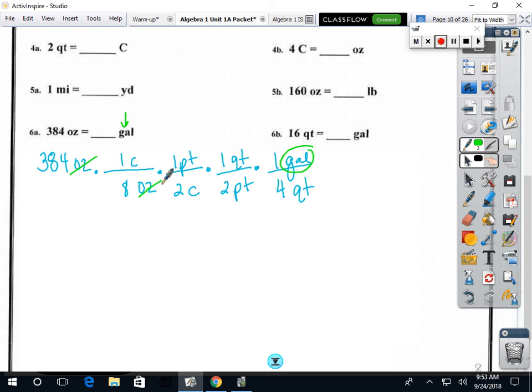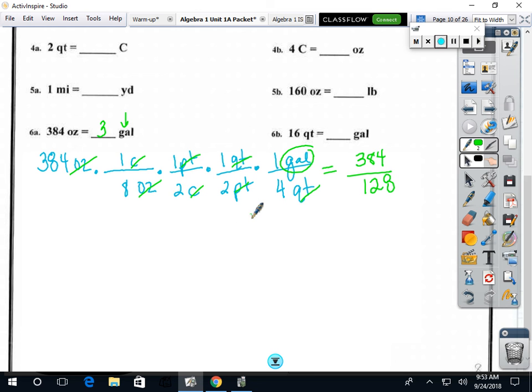So ounces crosses out ounces, cups with cups, pints with pints, quarts with quarts. Now I multiply straight across. The numerator is just 384 times a bunch of ones, so it stays 384. The denominator is 8 times 2 times 2 times 4, which is what? What do you get when you multiply those 4 numbers? 128. And then when you divide 384 divided by 128, you get 3. So 384 ounces is 3 gallons.